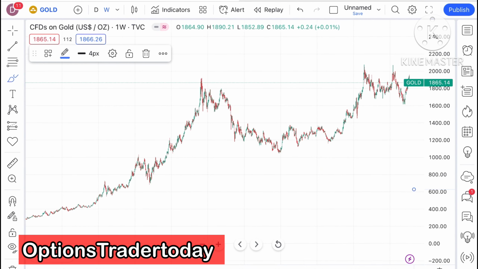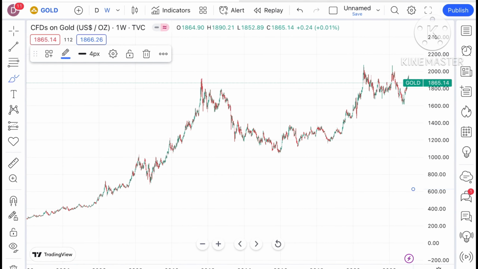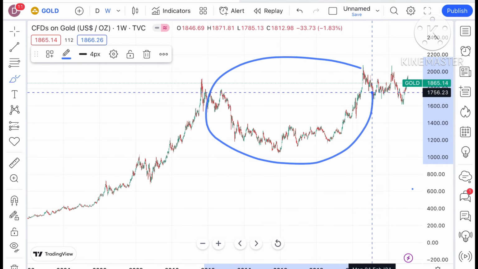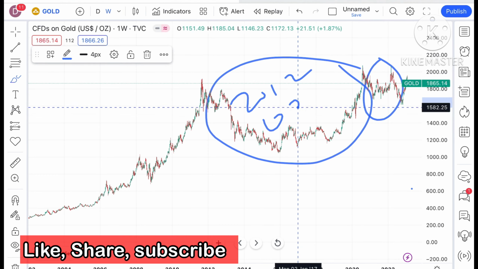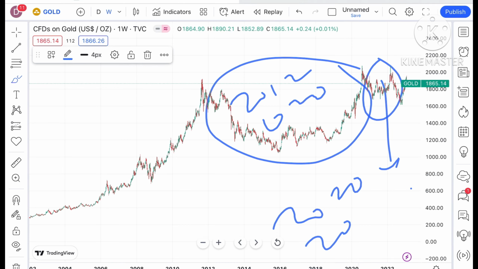So today in this video I will explain how the price of gold has moved in the last week and how the price of gold can move in the next week. See, I have already explained that there are two patterns forming. These two patterns, this one is from 2012 to 2020 and this particular pattern is from 2020 to 2022.